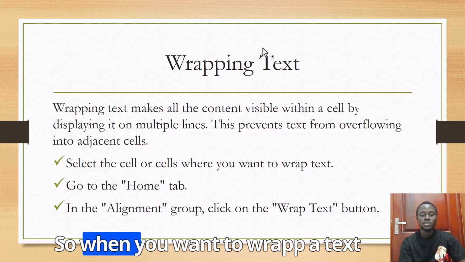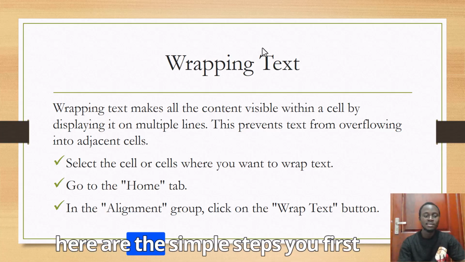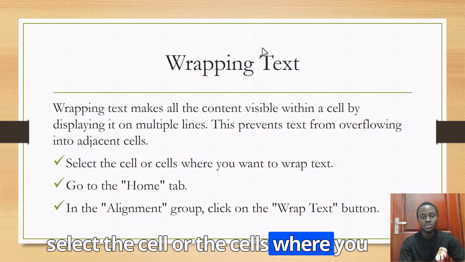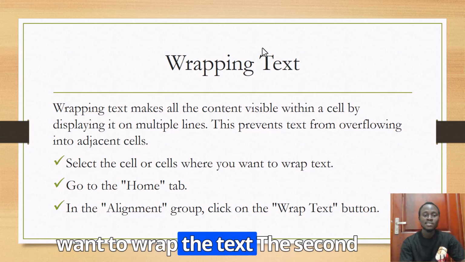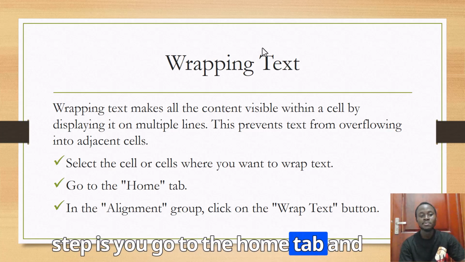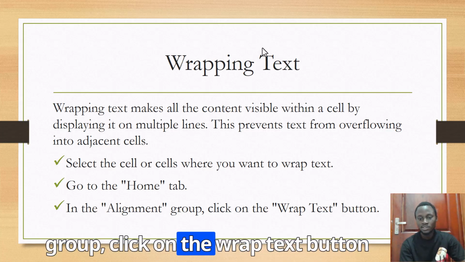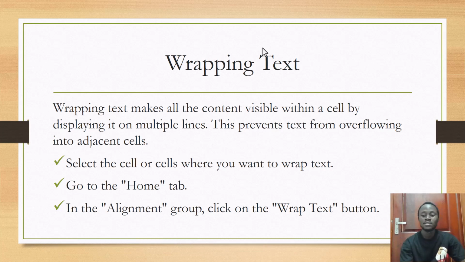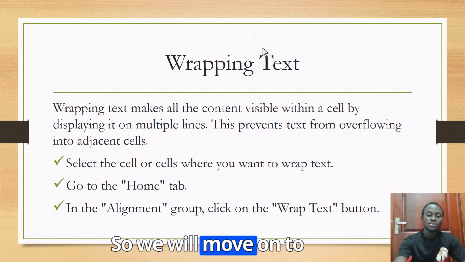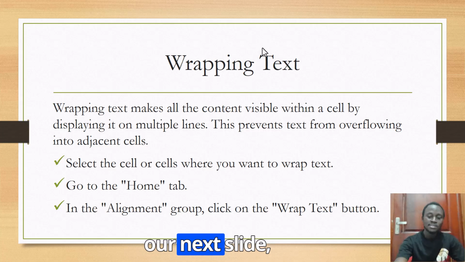So when you want to wrap a text, here are the simple steps. You first select the cell or the cells where you want to wrap the text. The second step is you go to the Home tab, and then the last step, in the alignment group, click on the wrap text button. So we will move on to our next slide.